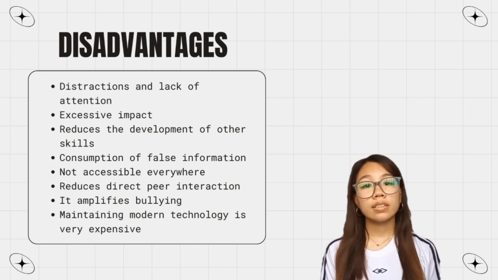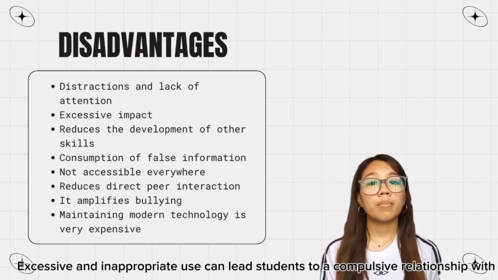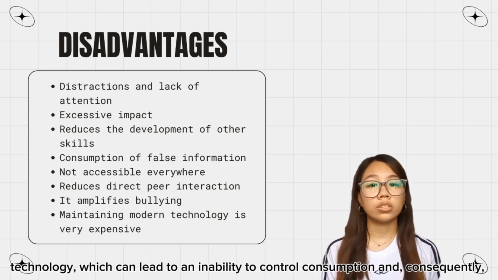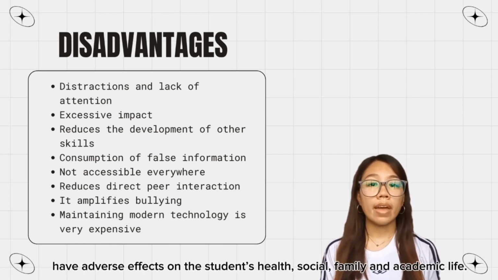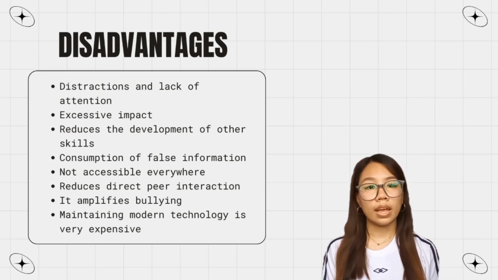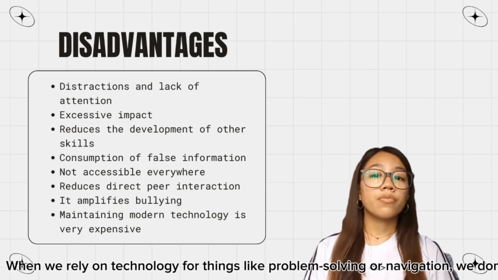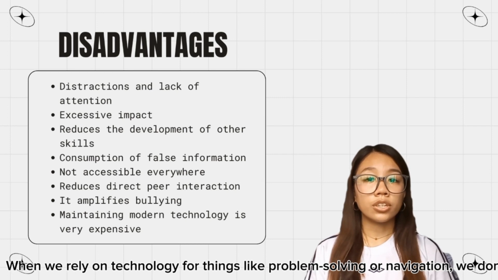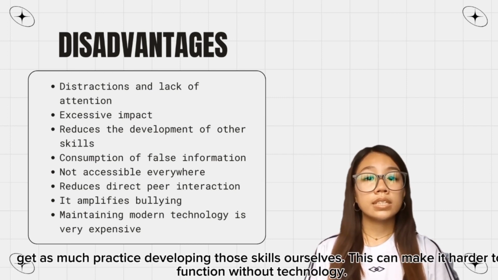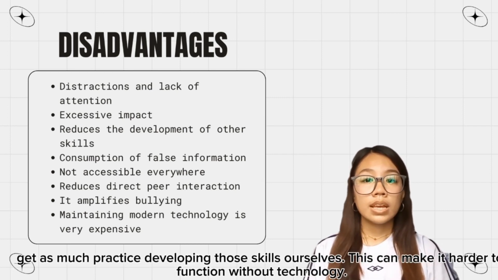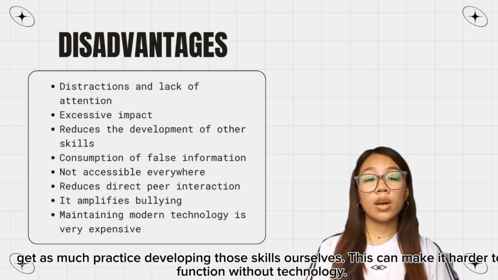Next is excessive impact. Excessive and inappropriate use can lead students to a compulsive relationship with technology, which can lead to an inability to control consumption and consequently have an adverse effect on the student's health, social, family, and academic life. Reduce the development of other skills. When we rely on technology for things like problem solving or navigation, we don't get as much practice developing those skills ourselves. This can make it harder to function without technology.